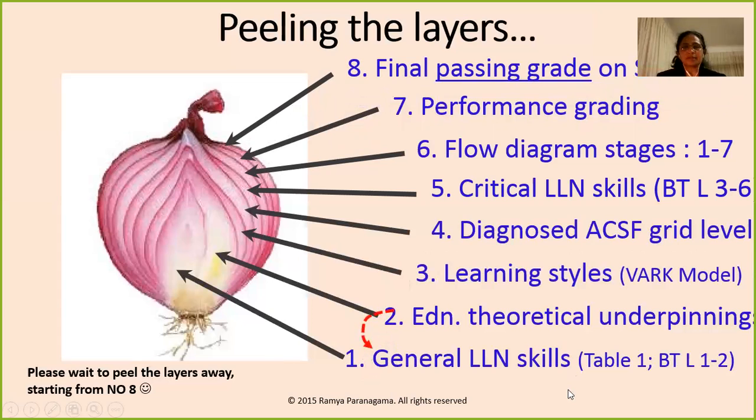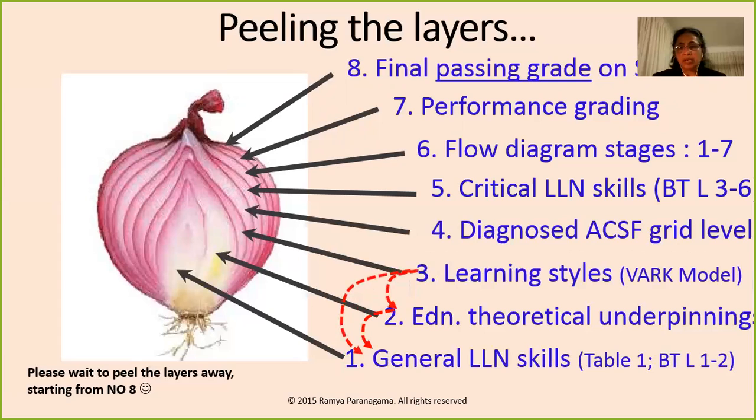So now what I'm going to do is, once I put my layers together, I found this is 1 to 8. It's not that straightforward, right? Because from educational theoretical underpinning, it connects to general language literacy and numeracy skills, right? So you need to go back. So there's a cycle here. What do they say? Would it work? Right? So there is a connection.